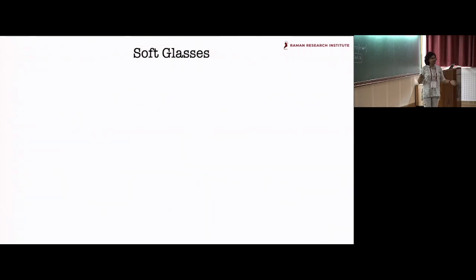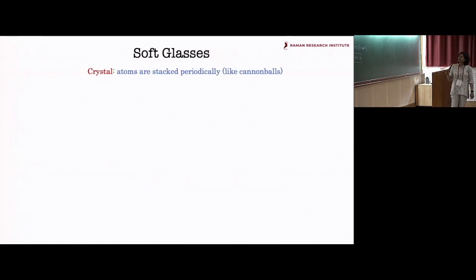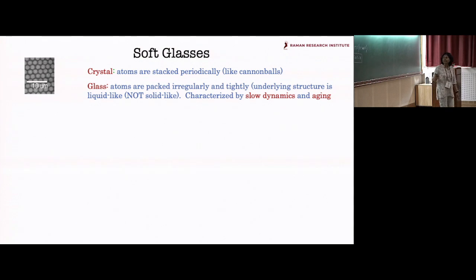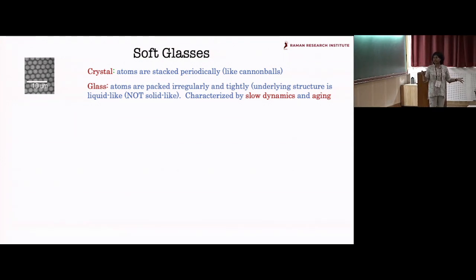Kabir told you about amorphous materials. We make amorphous materials in our laboratory. How do we do that? As you know, crystals, you have lots of balls and you stack them up like cannonballs, you get a crystal. However, if the packing is disordered, you end up with what is called a glass.